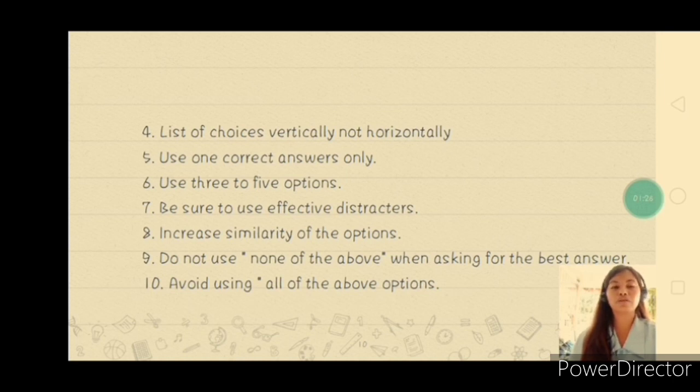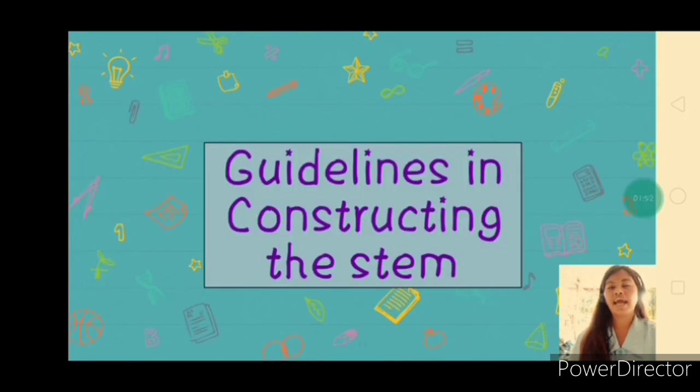Fifth, use one correct answer. There should only be one correct answer. Six, use 3 to 5 options. Seventh, be sure to use effective distractors. Eighth, increase similarity of the options. Ninth, do not use none of the above when asking for the best answer. Tenth, avoid using all of the above options.